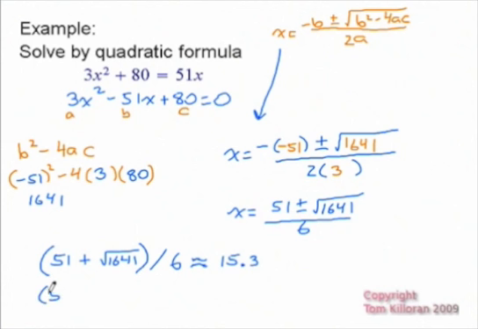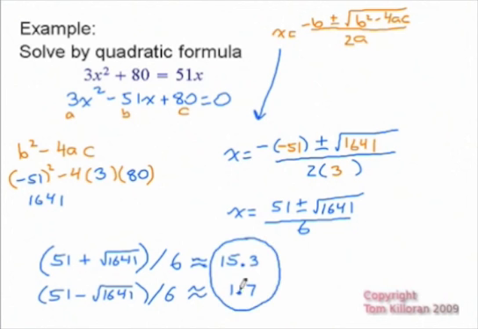The other one, of course, is going to be 51 minus the square root of 1641, all divided by 6. And this one approximately comes out to be about 1.7, if we just round to the nearest tenth. So my two solutions are going to be this 15.3 approximate solutions, and 1.7.